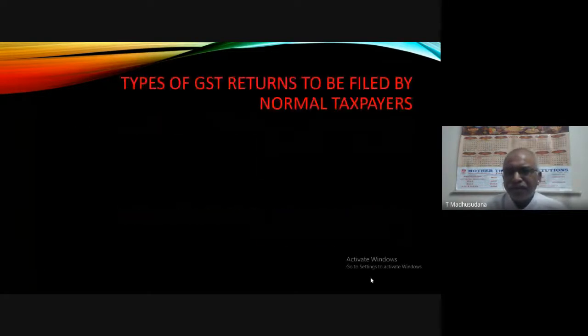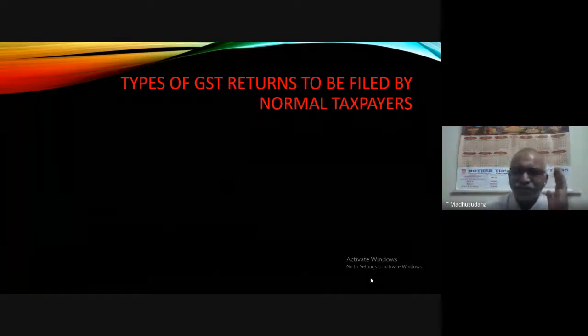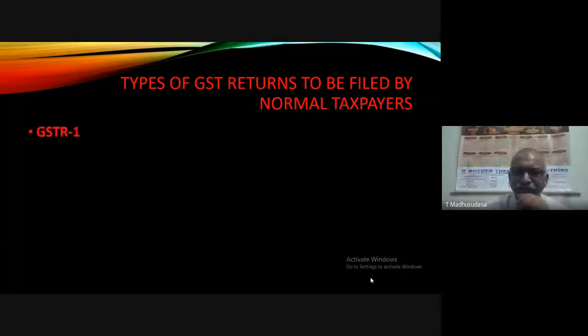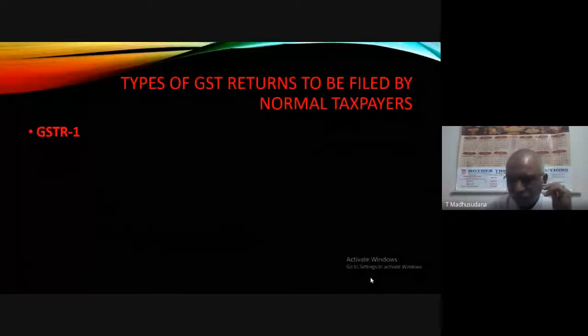Next, what are the various types of returns, various forms of returns to be filed by the normal taxpayers? There are two schemes. One is a normal scheme and another one is a composition scheme. So what are the various forms of returns to be submitted by the normal scheme taxpayers? Okay, so let us see. GSTR1.